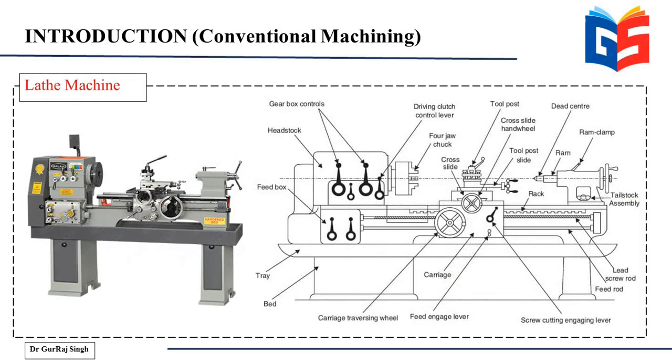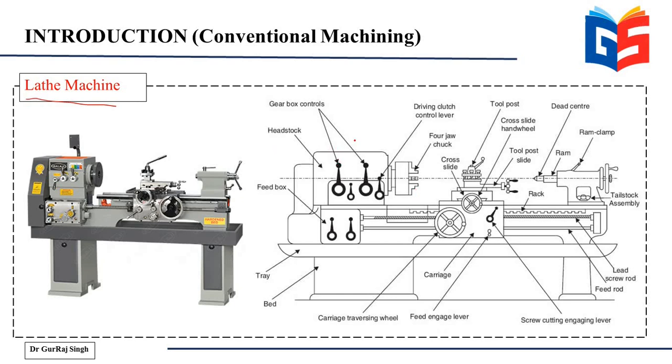Now we come to the lathe machine. So when we are performing turning, we need to use this setup, this machine tool, and it's called a lathe. Now a lathe has many parts, and each of those parts has its own typical function.